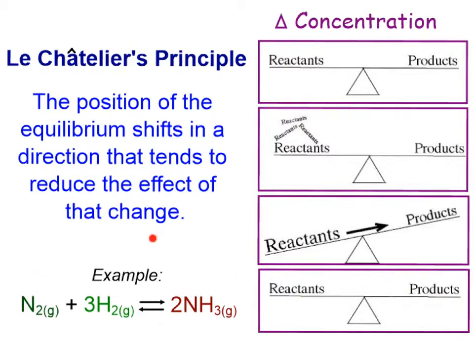Here is an example. We have nitrogen and hydrogen reacting to produce ammonia. And in this reaction, let's say we're carrying this out, these are all gases, and we add a whole bunch more hydrogen, put a bunch of hydrogen into our system. You know what happens? The reaction shifts to the right to compensate for that, and more product is produced.